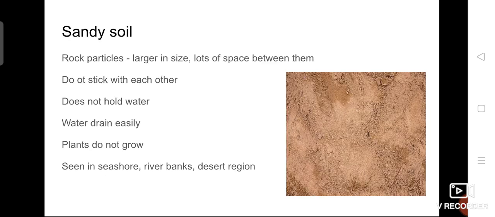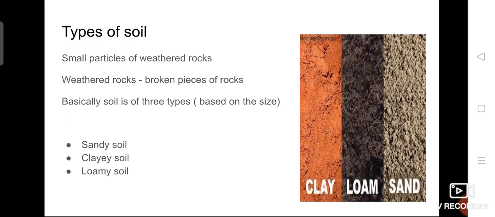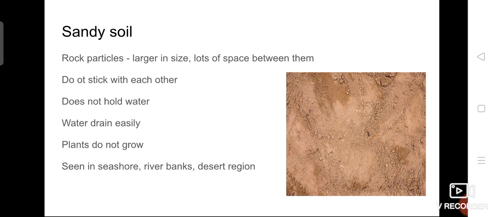Okay, first we are going to see about sandy soil. So the name itself, understand, this soil is rich in sand. Because while talking about composition, we told sand is also one of the compositions of the soil, isn't it? So sandy soil is totally occupied by the sands. They are rock particles, because soil is nothing but weathered rock particles. They are larger in size.